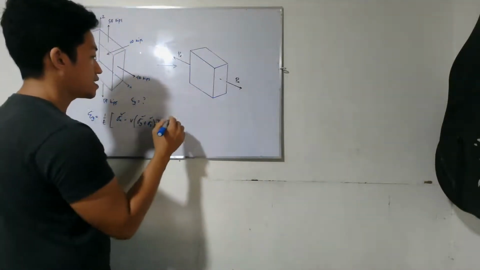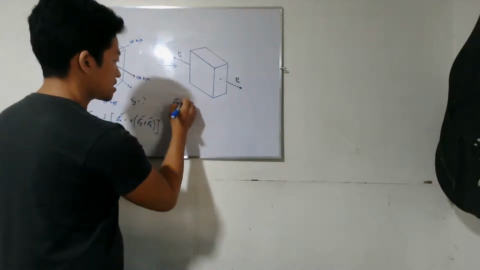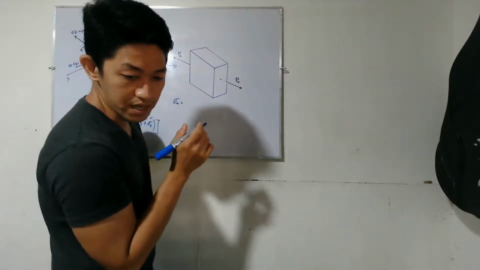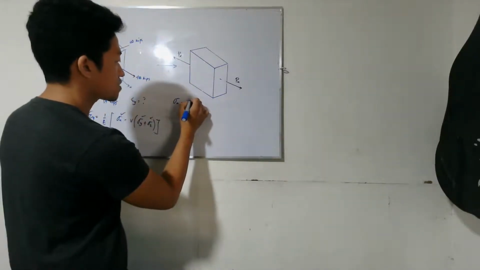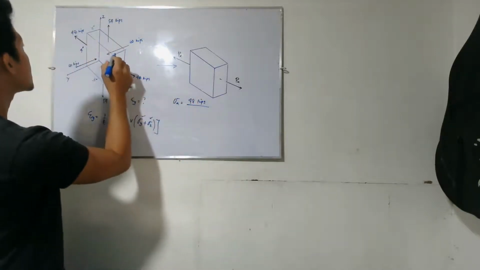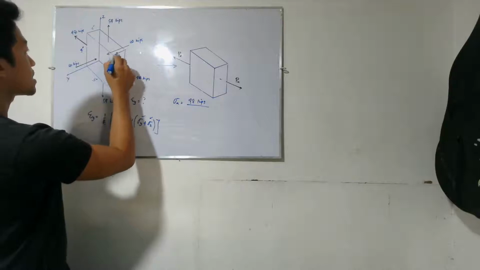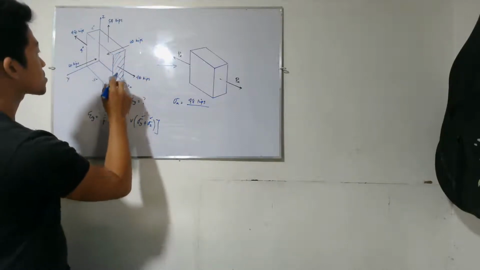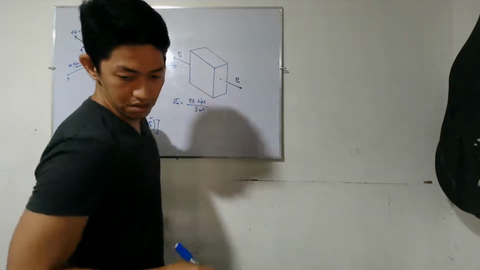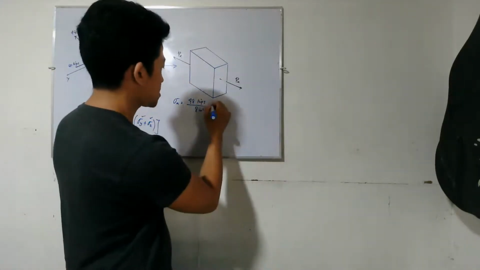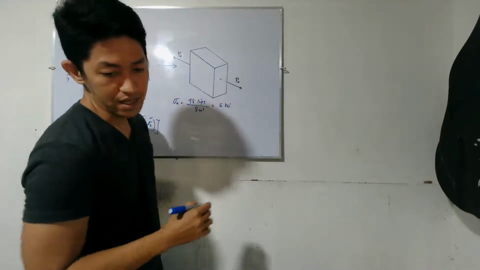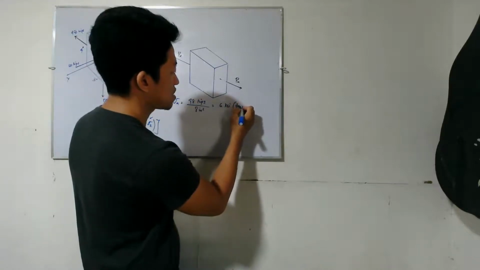So what is the stress in the X direction? This is just force over area. Force, 48 kips, over area. What is the area? This area here. This is 2 times 4, so 8 square inches. So this is 6 KSI tension.